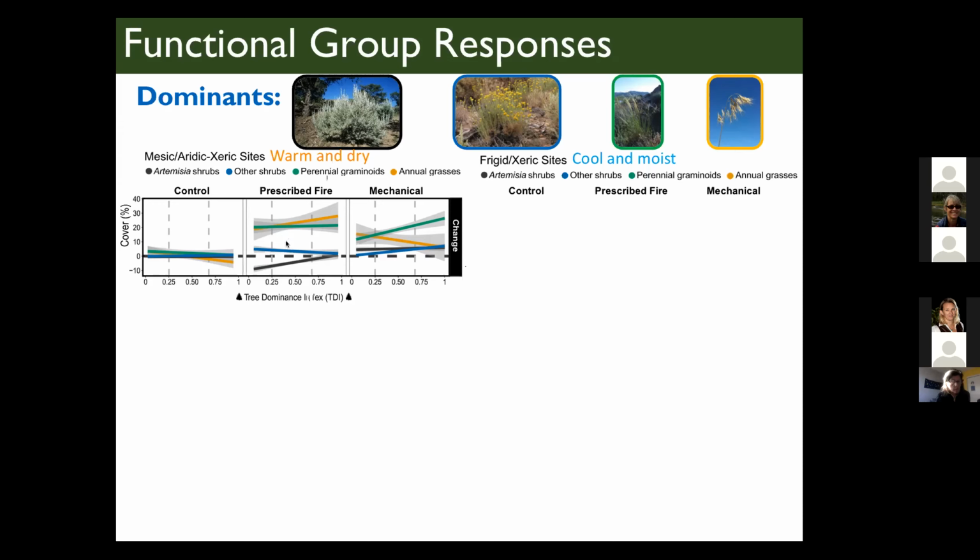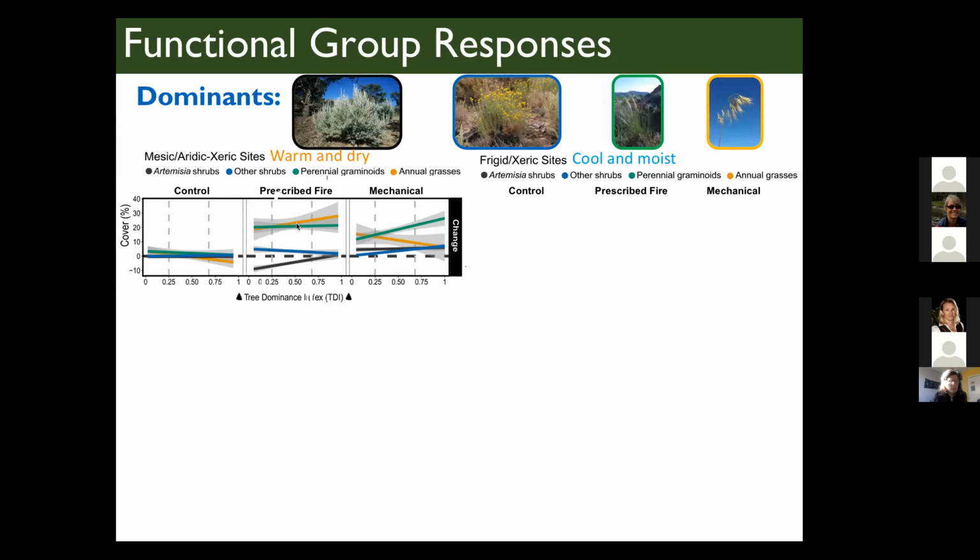Okay, so going functional group by functional group, for Artemisia shrubs, we can see that the prescribed fire had a negative effect on Artemisia cover over time at low TDI, but not at high TDI. The mechanical treatments, we can see there's an increase in Artemisia shrubs somewhat, and it was less dependent upon TDI. We look at the other shrubs, we see slight responses to both treatments, and that also varied upon TDI. And those responses varied depending on the treatment type.